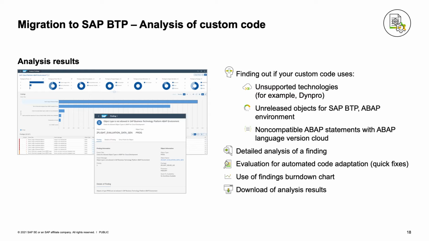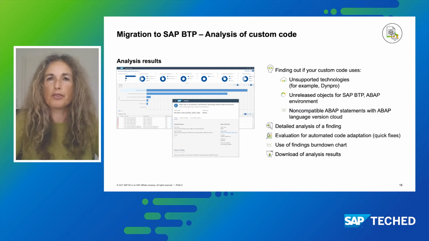The analysis capabilities of the custom code migration app for the SAP BTP migration use case are quite the same as for SAP S/4HANA migration. You have the same filters, you have the same navigation and presentation capabilities, the same charts and diagrams. You have detailed analysis in place. You can evaluate your code for automated adaptation via the quick fixes. You can download analysis results and so on. The only difference are the checks which are running over your custom code.